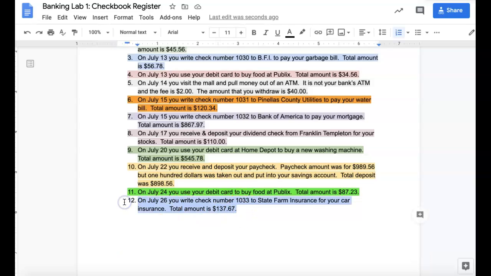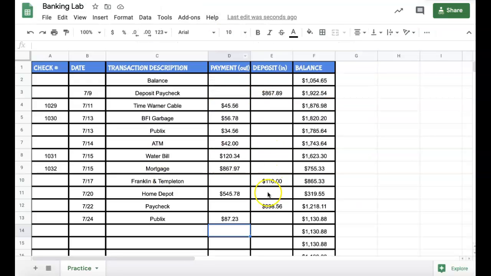And then on the 26th, I have to pay my car insurance with check number 1033 to State Farm for $137.67. But notice I just started typing it in the wrong cell there. It's got to go over here. That's money going out. That's my State Farm or car insurance. And it was check number 1033, and the date was July 26th.